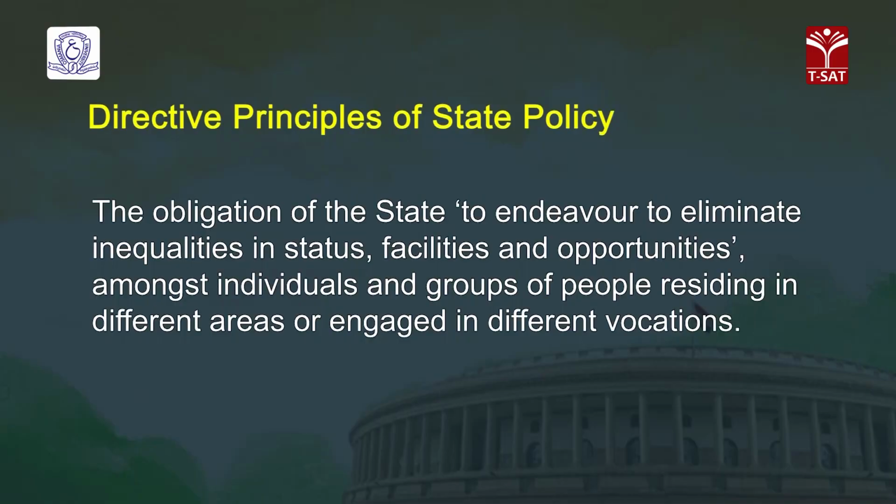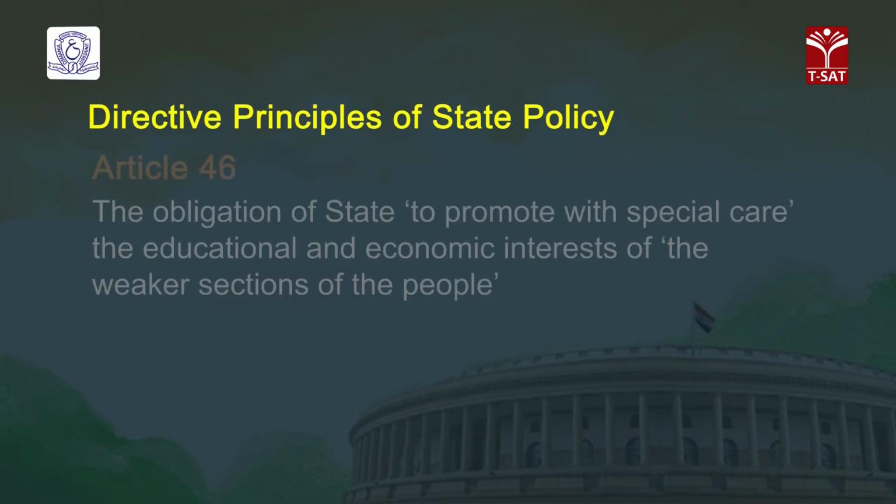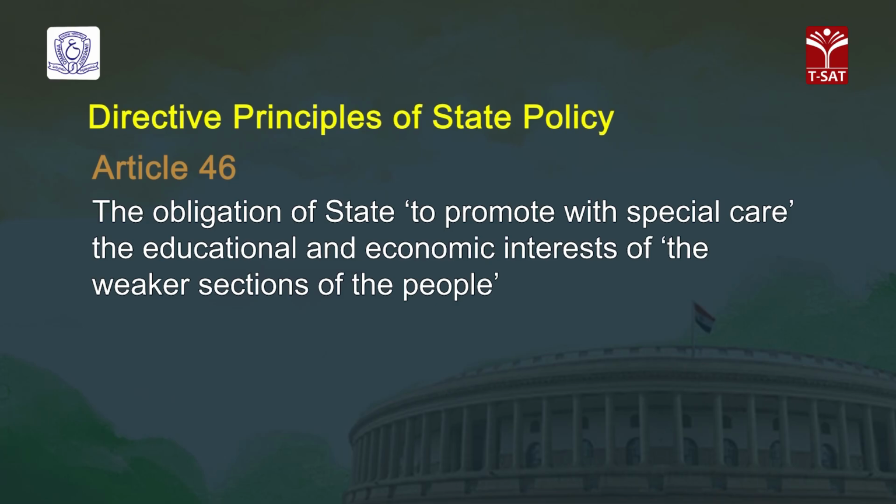The directive principles of state policy include various provisions that have significant implications for minorities. The first one is the obligation of the state to endeavor to eliminate inequalities in status, facilities and opportunities amongst individuals and groups of people residing in different areas or engaged in different vocations, under Article 38(2). Second, the obligation of the state to promote with special care the educational and economic interests of the weaker sections of the people under Article 46.